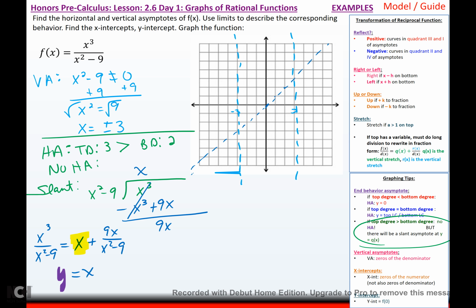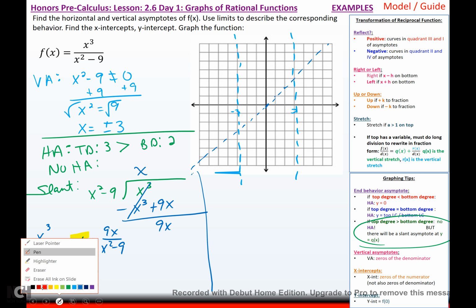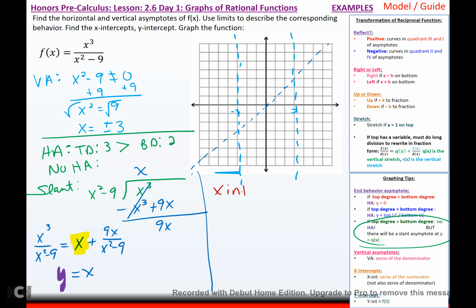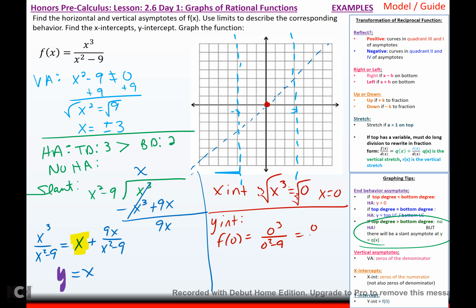Okay? So, to get our hint of what's happening, we're going to find our x-intercepts and our y-intercepts. To get my x-intercept, I set my numerator equal to 0 and solve it. Take the cube root, x equals 0. So it's going to cross at 0. My y-intercept is when I find f of 0, which is going to be 0 cubed over 0 squared minus 9, which is 0 over negative 9, which is 0. Anytime it crosses x at 0, it's got to cross y at 0. It's got to go through the origin.